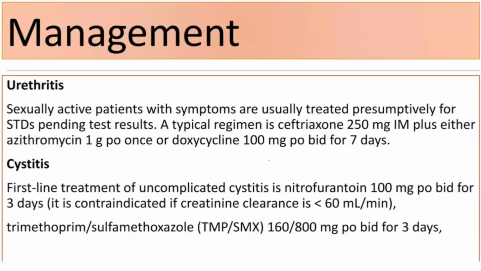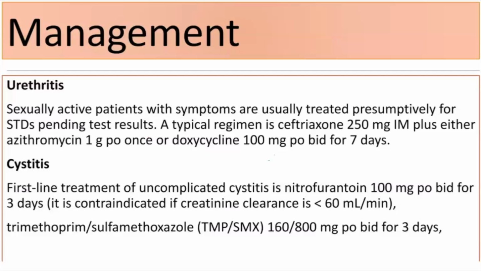In urethritis, we will go for ceftriaxone 250 to 500 milligram intramuscular with 1 gram azithromycin per oral, once dose. Or the other regimen: doxycycline 100 milligram BID for 7 days, plus azithromycin 1 gram per oral.